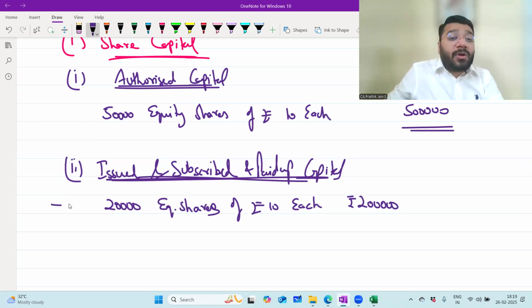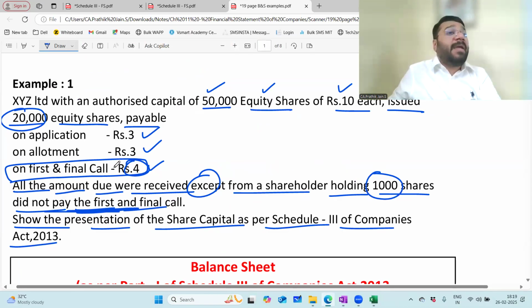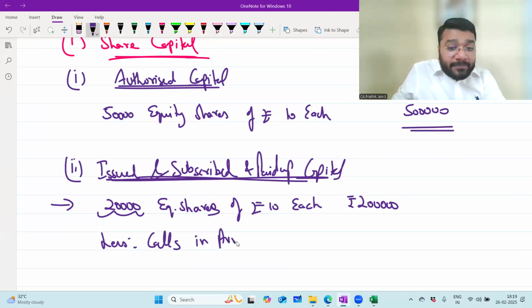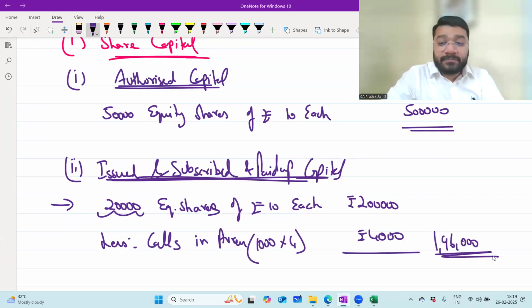Guys, this is the total called up capital. Out of these 20,000 equity shares, this one gentleman who's holding 1,000 equity shares did not pay the first and final call. So 4 rupees per share he did not pay. How many shares? 1,000 shares. That is called what? Calls in arrear. So less: calls in arrear, 1,000 into 4, that is 4,000 rupees. So what is the paid up capital? 1,96,000 rupees is the paid up capital.